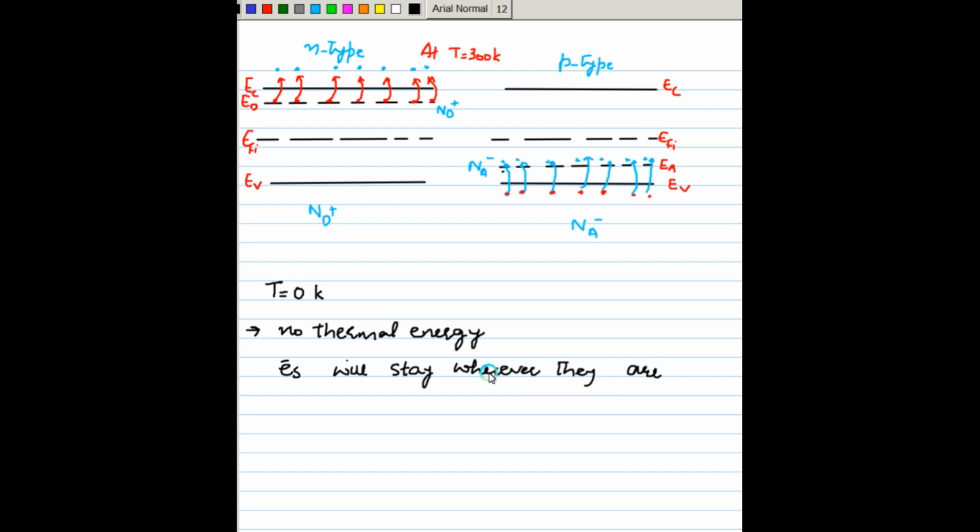So if the electrons are in the donor state, they'll stay in the donor state. If they are in the valence band, they'll stay in the valence band. They'll not move up to the acceptor level because they do not have enough energy to jump. Therefore, the number of electrons in the donor state will be equal to the concentration of atoms in the donor state, because Nd plus, let me use the same notation, capital D, Nd plus will be 0. That means there will be no ionization of the donor atoms.